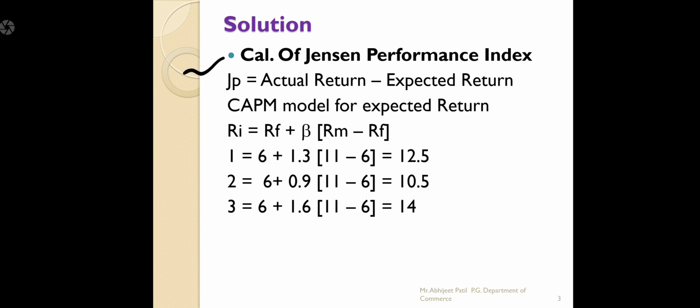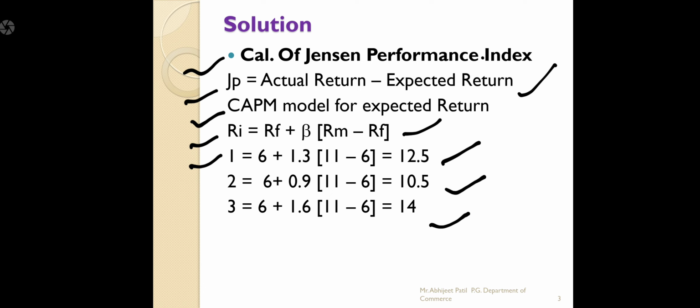We have to find out Jensen's index, the actual return minus expected return. Actual return is given in the problem, so we have to find the expected return. To find the expected return, we use the CAPM equation: Ri is equal to RF plus beta into (RM minus RF). For portfolio 1: 6 plus 1.3 into (11 minus 6), we get 12.5. In the same way, the second is 10.5 and then 14. So with the help of the equation we have calculated the expected returns.